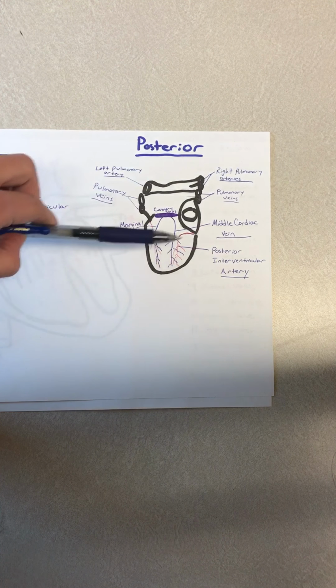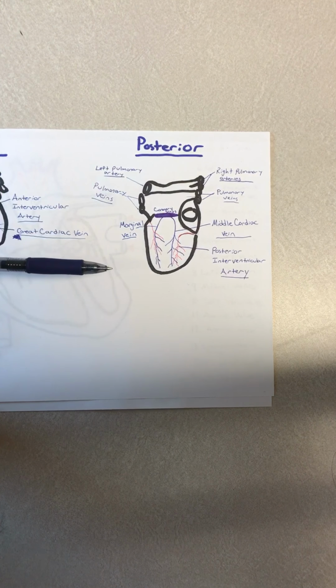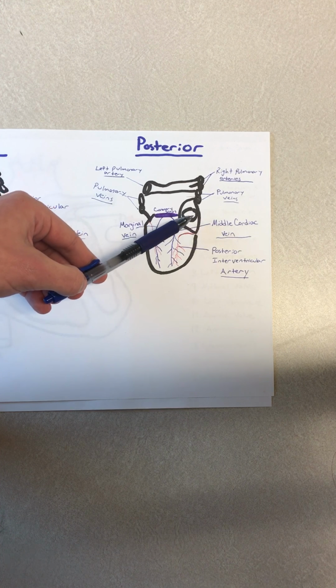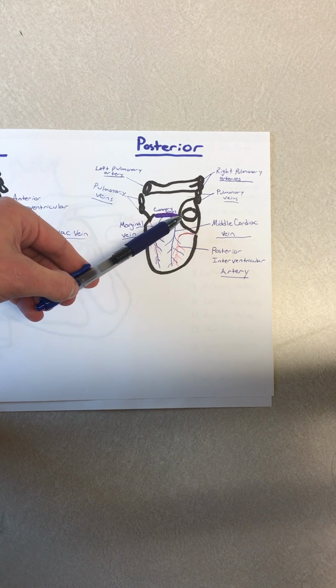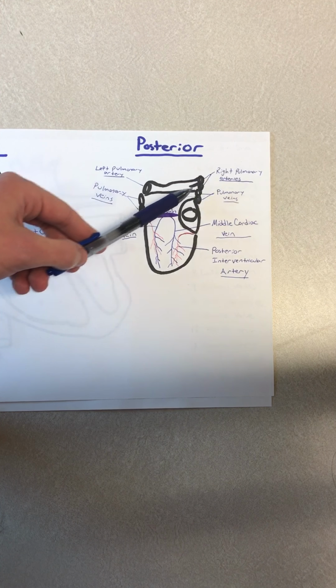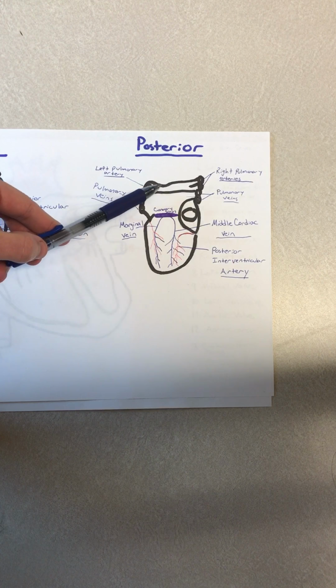And this would be the posterior or the base of the heart. And you can tell this because you are able to see the inferior vena cava, which is right here. It's this circle. And you'll also be able to see your pulmonary veins, and then your right pulmonary arteries, and then your left pulmonary artery.